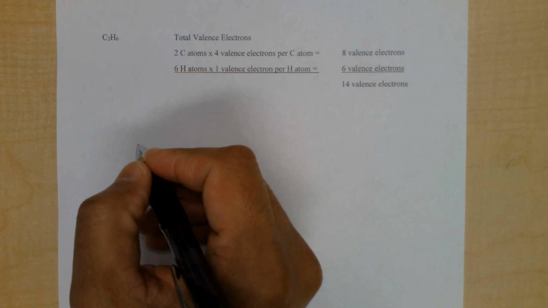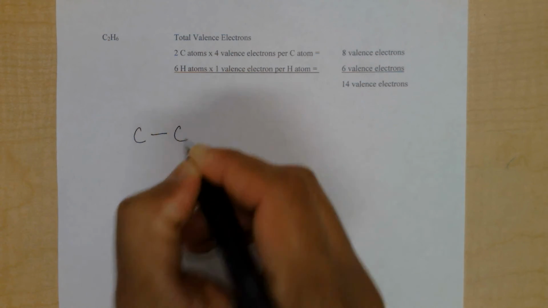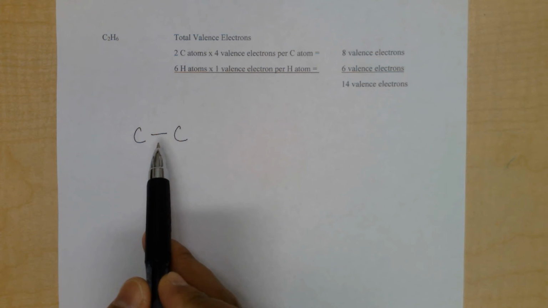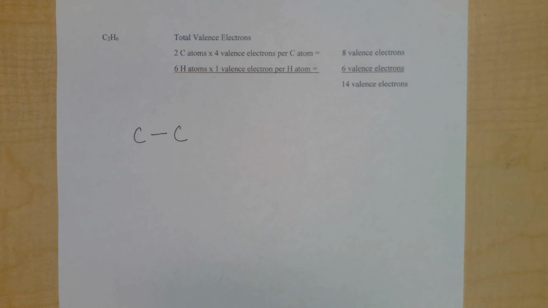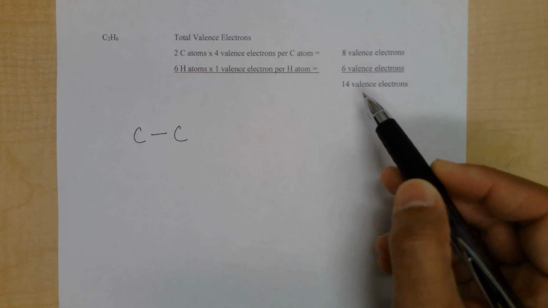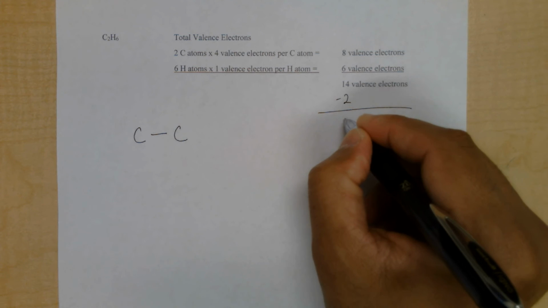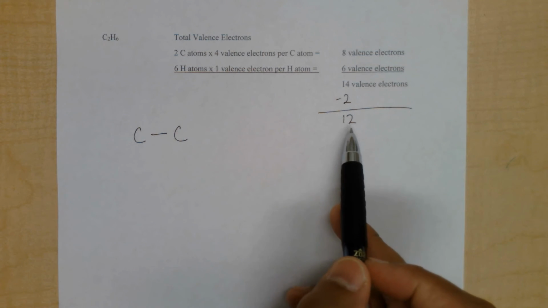We'll draw the 2 carbon atoms and draw the connection between the 2 carbon atoms. The connection here is a covalent bond, or a shared pair of electrons. Of the 14 valence electrons, we have used 2 for the covalent bond. There are 12 electrons remaining.